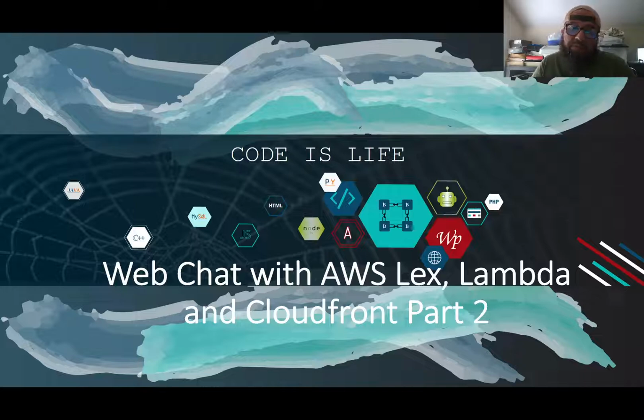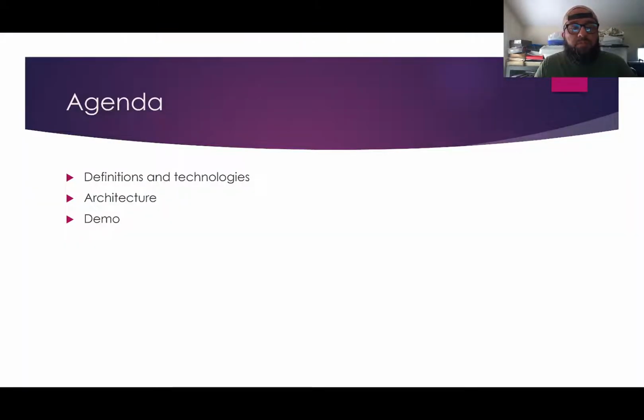So today what we're going to be doing is hosting that simple chat widget in AWS. So let's get started. On the agenda today, we're going to be going over some definitions and technologies that we're going to be using, which technologies we're going to be using, what they're used for, etc. I'm going to give you a quick architecture diagram, and finally we're going to go into the demo.